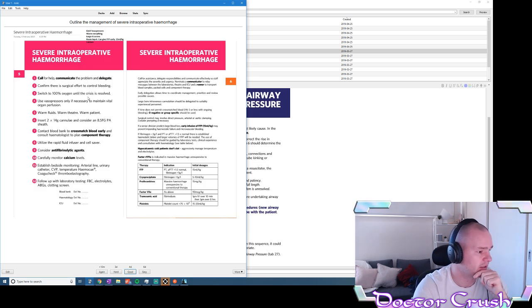Pathology, large IV. Use vasopressors only as necessary. Warm the fluids. Blood products, antifibrinolytic agents, I didn't mention that. So they're drugs that stop the breakdown of clots, like tranexamic acid, arterial line, urinary catheter, so full monitoring, okay.